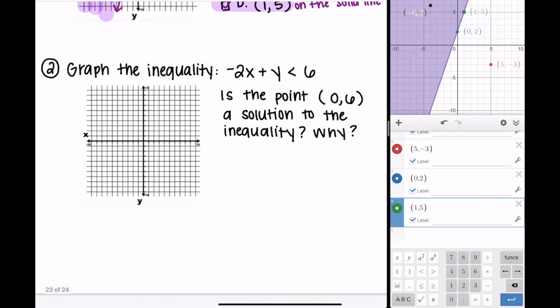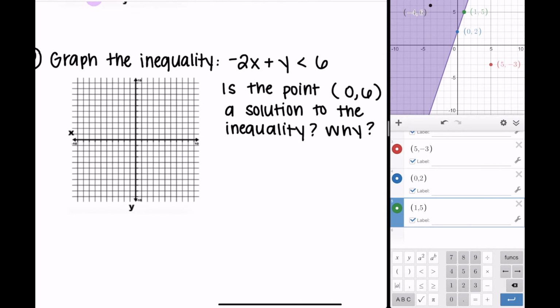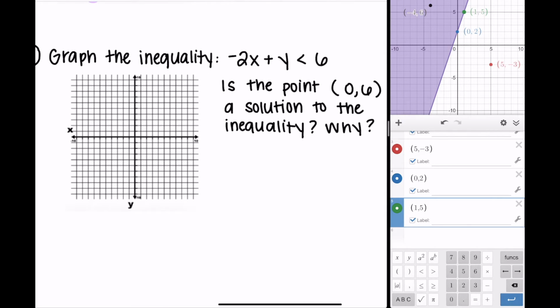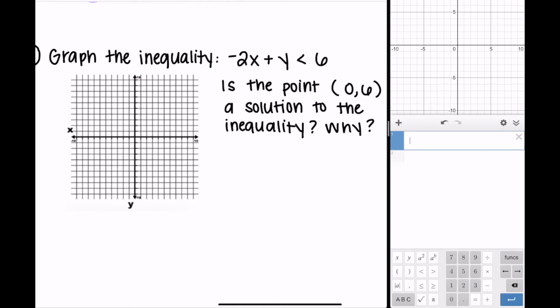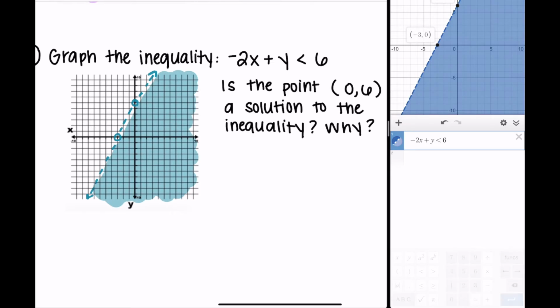All right, let's look at number 2. We're going to graph this inequality, so I'm going to X out everything in Desmos so far, just so that we don't get confused. And we're going to type in this inequality. Okay, notice that this one is dashed. All right, let's test the point 0, 6. So is 0, 6 a solution?